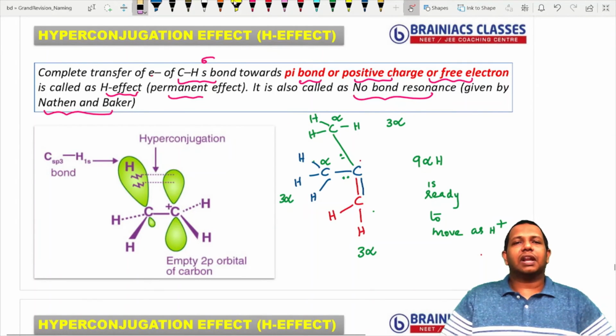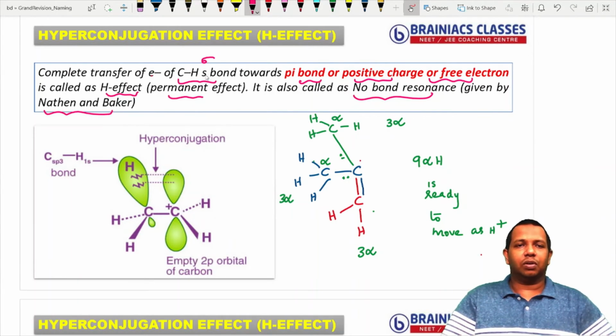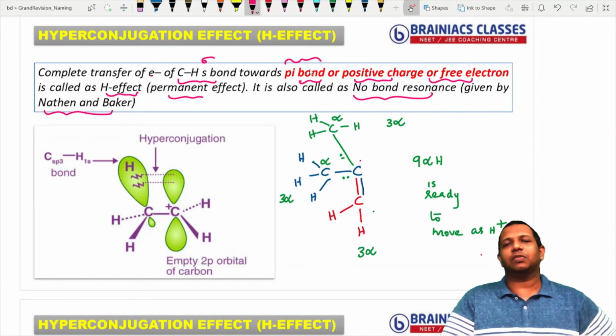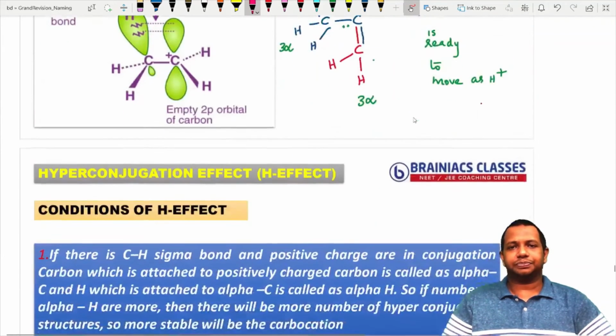The complete transfer of electrons of a C-H bond or sigma bond towards the pi bond. It can be towards a pi bond or a positive charge. Now I have explained with the example of a positive charge. It can also happen with the example of a pi bond, I will explain that. Or when there is a free electron. This is called the hyperconjugation effect. It is a permanent effect. It is also called no bond resonance.